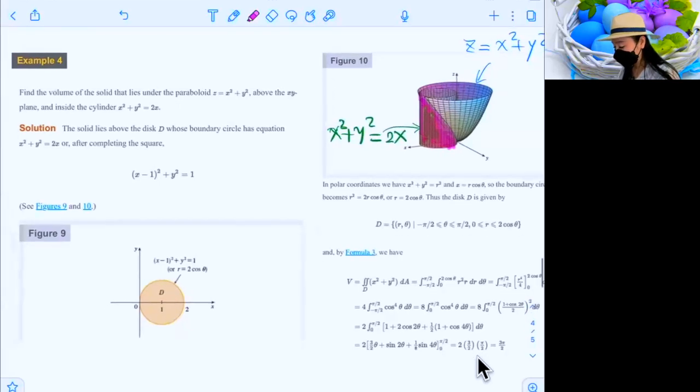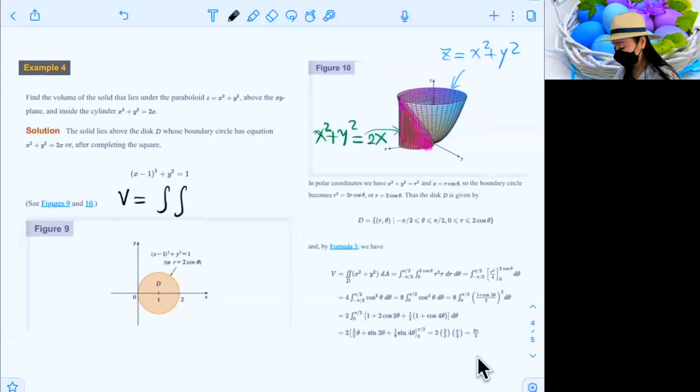When you find the volume, you're going to set up a double integral. Okay, let's try to do this. We're going to set up the double integral without looking at the book, let's see if we can do it. So it's a double integral of a function. Well, what is that function?